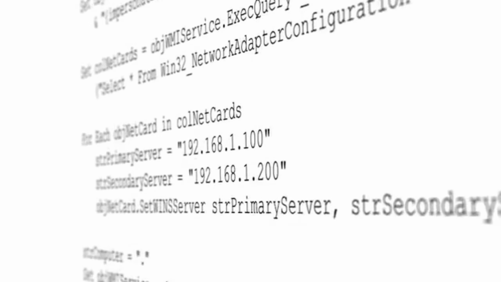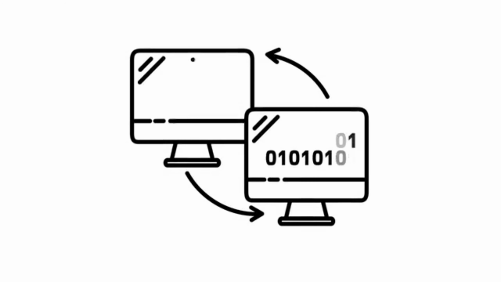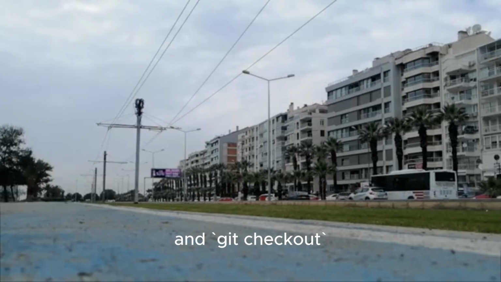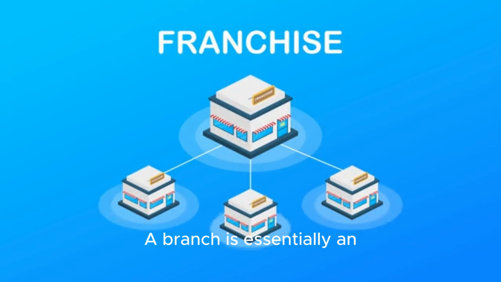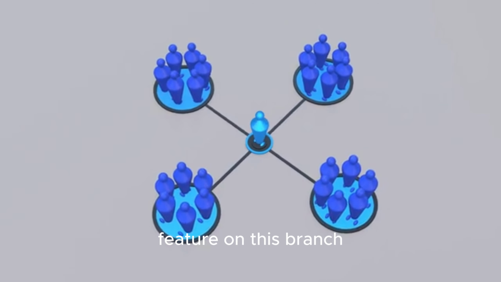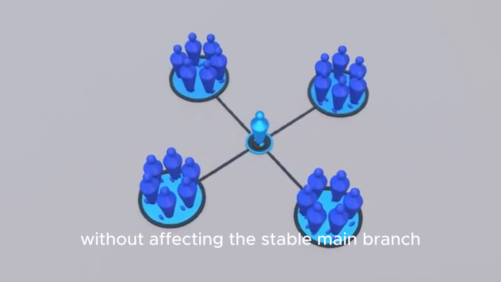Think of the main line of development as the main or master branch. It's the stable, official version of your project. When you want to work on a new feature or fix a bug, you don't work directly on the main branch. Instead, you create a new branch from it using git branch and git checkout. A branch is essentially an independent line of development. You can work on your new feature on this branch, making commits without affecting the stable main branch.